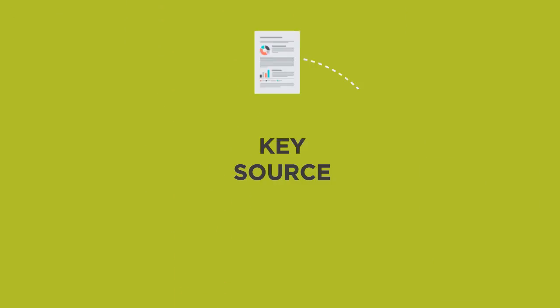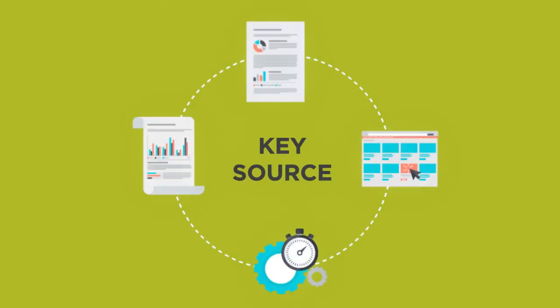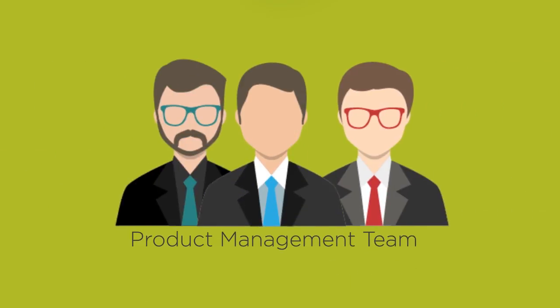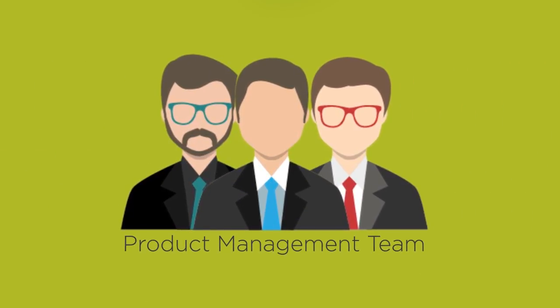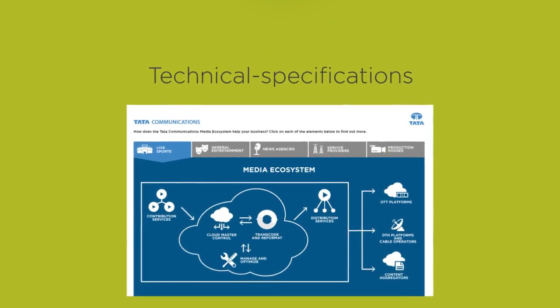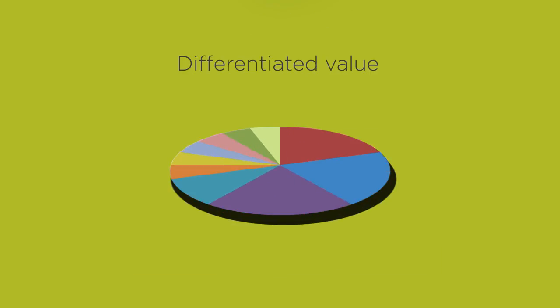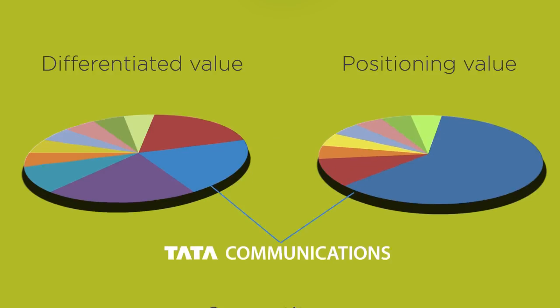The key sources for information that goes into the brief are product management team for service or product overview, or a technical specification asset that includes an overview, the differentiated value proposition, and positioning against competitors.